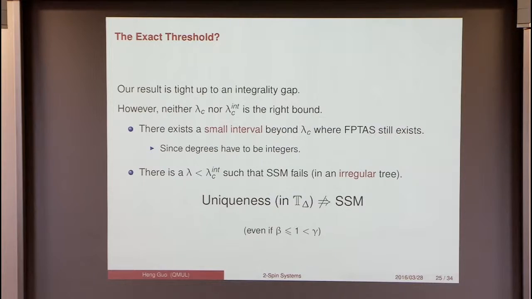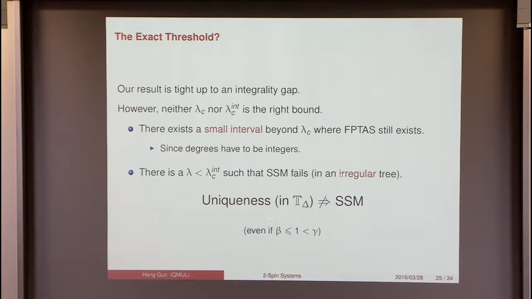And also, for lambda less than this lambda c int, we can construct an example such that strong spatial mixing fails. In other words, even if the uniqueness for regular trees holds for all integer degree delta, we still don't have strong spatial mixing. So this is very different from the anti-ferromagnetic case. This is so even if beta is less than or equal to one.